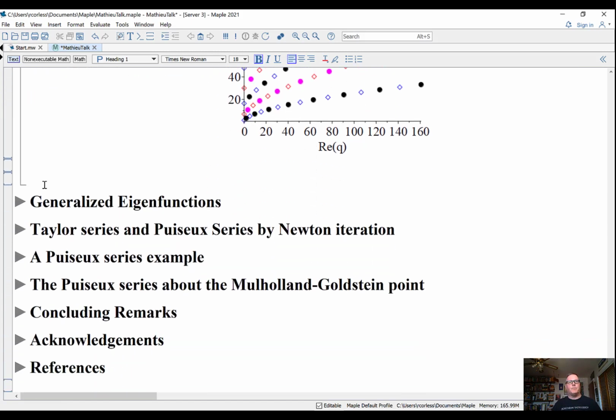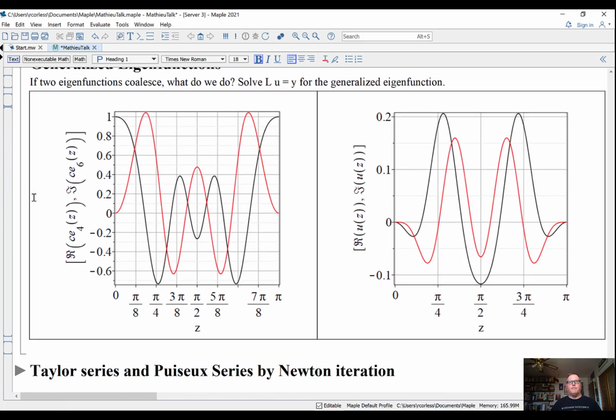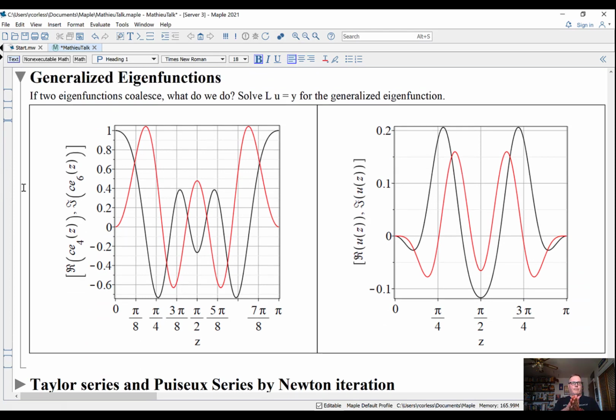Great, double points. What do you do? We now have double eigenvalues. That means if two eigenfunctions coalesce, we no longer have completeness in our expansions. What do you do? Well, it's exactly what you do for matrices. For the Jordan canonical form, you only have one eigenvector, then you solve for generalized eigenvectors. So we solve the same Mathieu differential equation applied to the unknown function u, this time equal to our coalesced eigenfunction. And this gives us another function that we can use in the expansion.